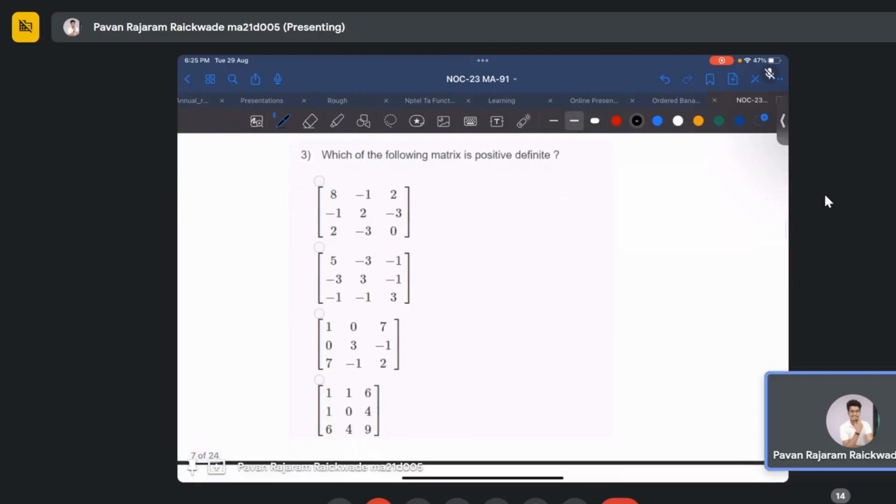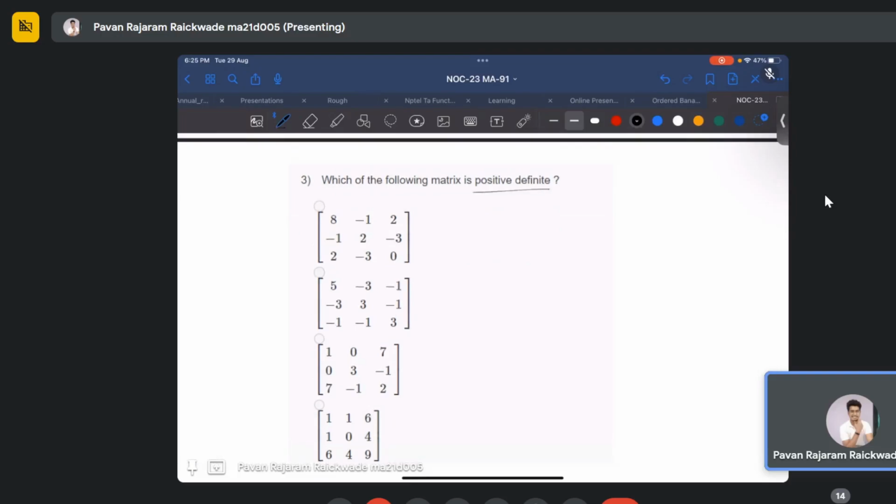Okay, let's move on to the next question. Which of the following matrix is positive definite? Okay, so the definition of positive definiteness: a matrix A is called positive definite if and only if the inner product of Ax with x is strictly greater than 0 for all non-zero x belonging to Cn.